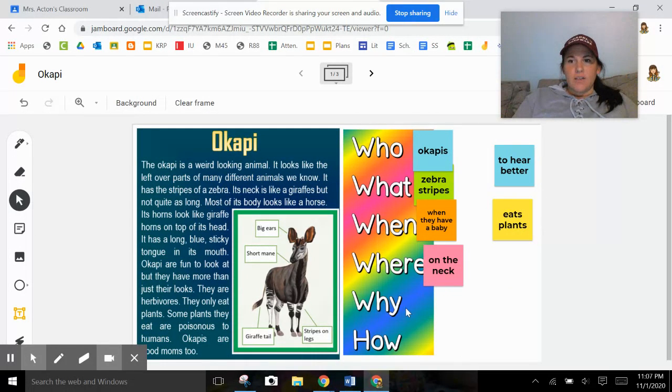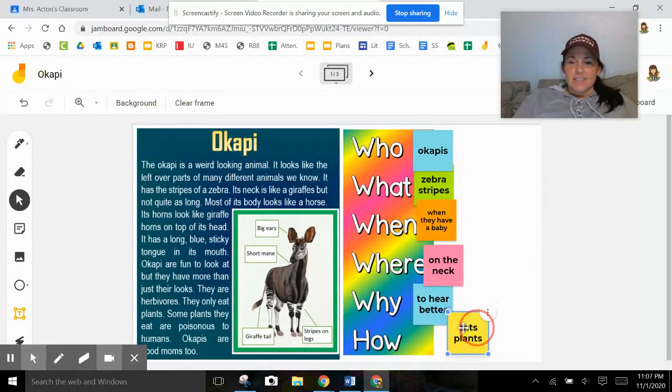Why do okapis have big ears? They're big ears right here. Why do you think they have them? To eat plants? To hear better? That one would make complete sense. And then how do okapis stay healthy? They eat plants. Good.